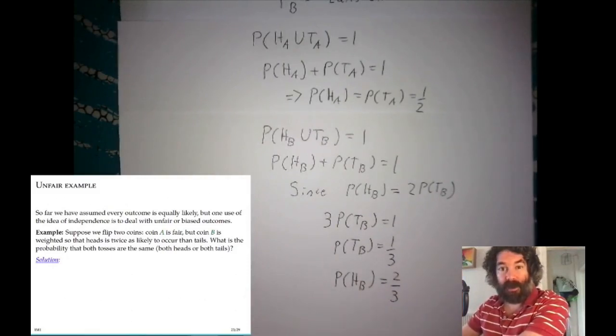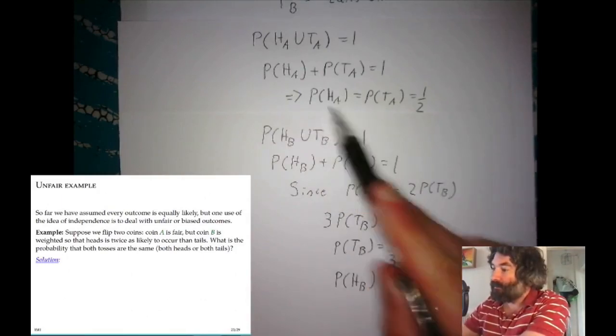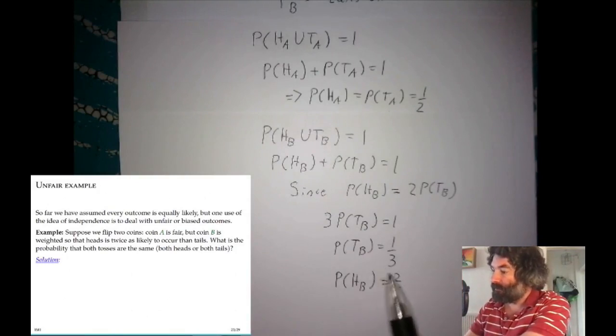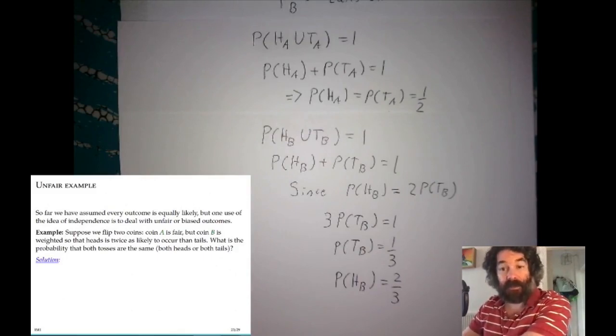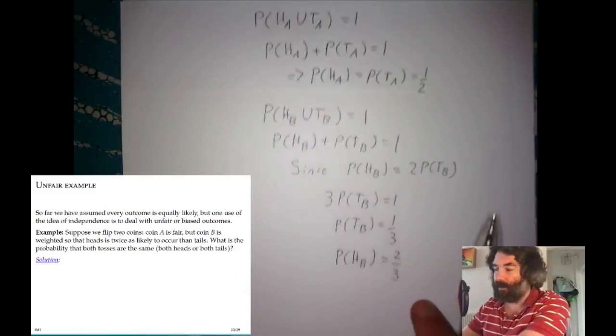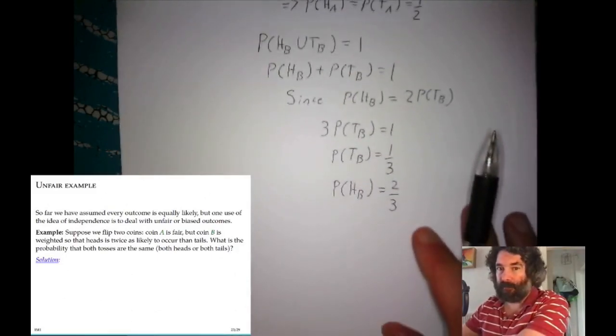All right, and so now we've figured out all the probabilities of these events: heads on A, tails on A, tails on B, and heads on B. And we can combine these together to determine the probability that we get both flips the same, either heads, heads, or tails, tails.